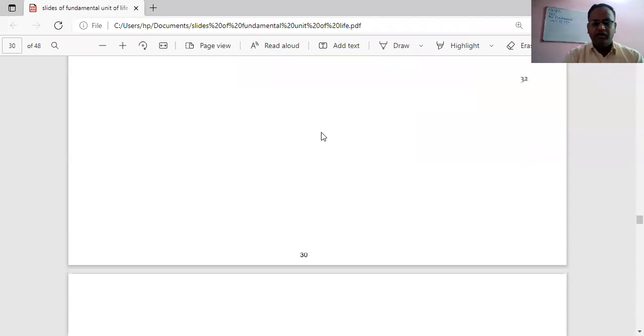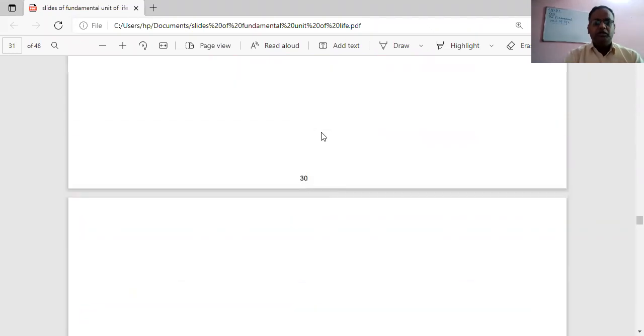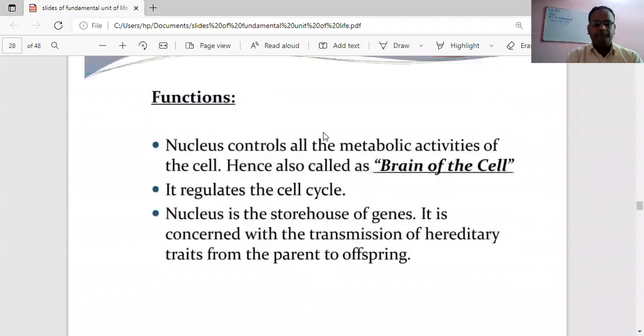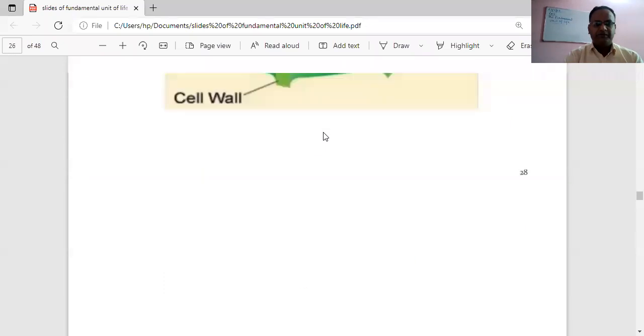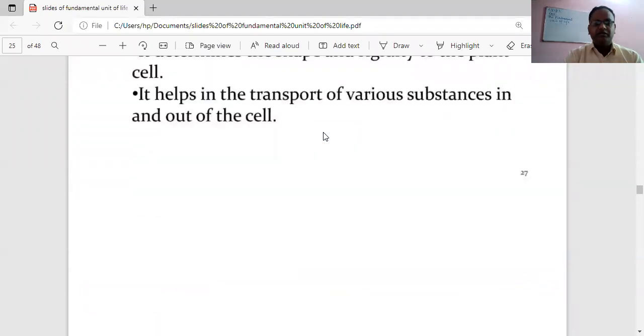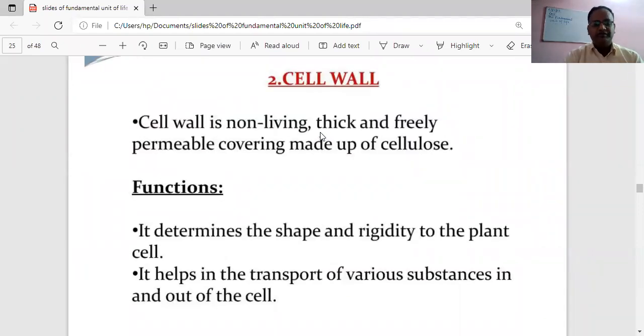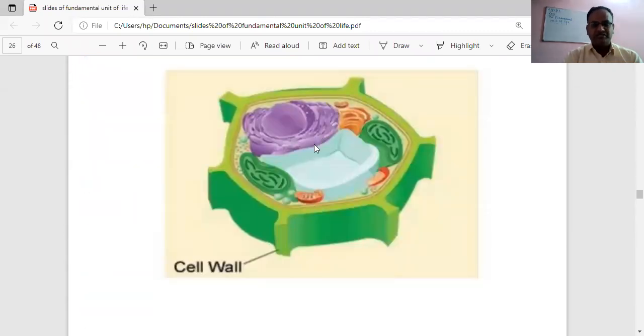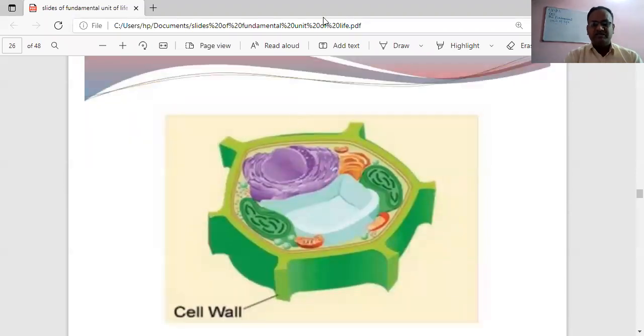Now, after this, we'll be coming to the next topic, that is the cell wall. In the image, students, you can easily see that a cell wall is a non-living, thick and freely permeable covering made up of cellulose. And if we say about the location of the cell wall, the cell wall is externally located, or we can say it surrounds the plasma membrane.